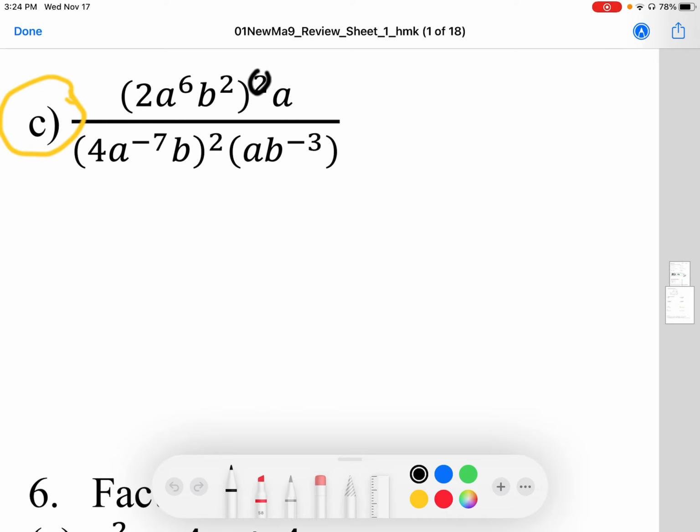So when we apply exponents, we can apply exponents across times. So we need to make sure we apply the exponent in all three parts of that multiplication. So in doing so, we're going to end up with 2 to the power 2.